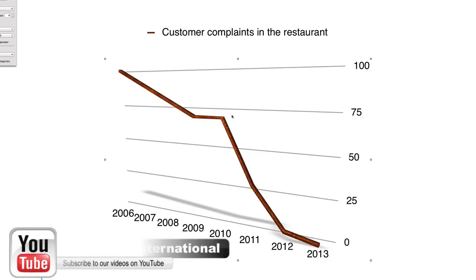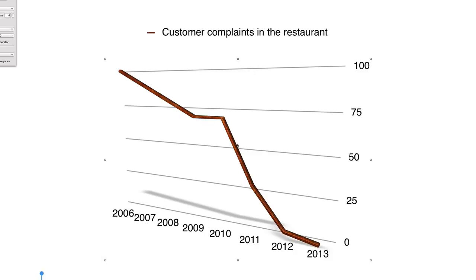There was a dramatic fall. There was a drastic decline. There was a sudden decrease. All those verbs and adverbs can describe this for you. What about from 2009 to 2010? The number of complaints stayed the same. The number of complaints leveled off.